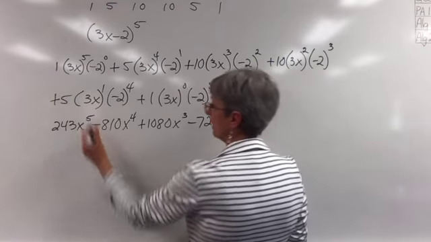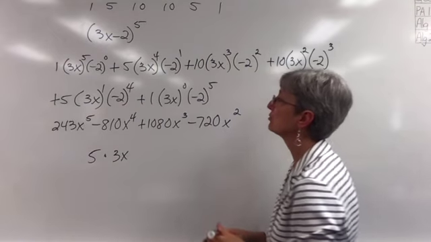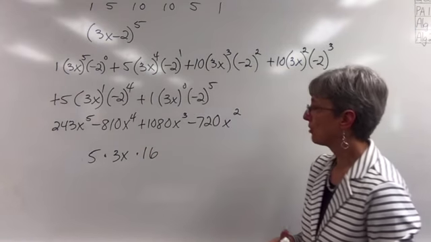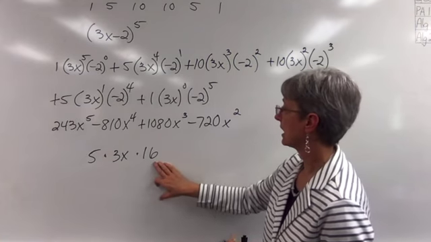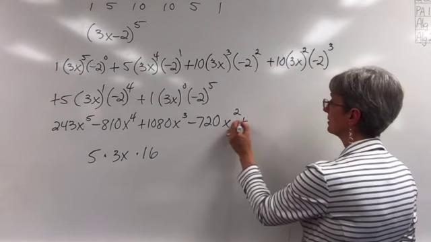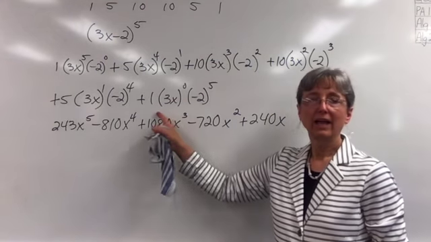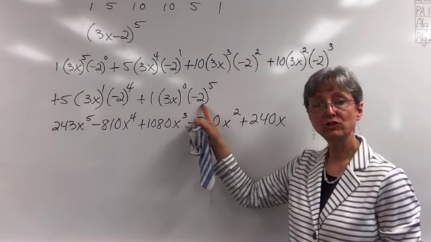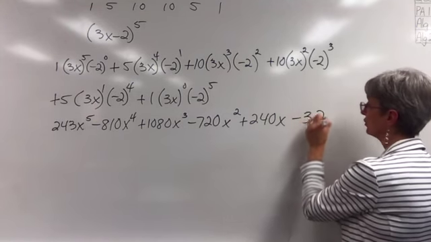Okay, now we are at this one. So now we have 5 times just 3x, and negative 2 to the power of 4 is positive 16. So 5 times 3 times 16. 5 times 16 is 80. I think that's 240x, and it's positive. Positive 240x. I'll double check myself. And now I'm on my last term finally. This is 1 times 1. So it's basically just negative 2 to the power of 5. 2, 4, 8, 16. That's negative 32.